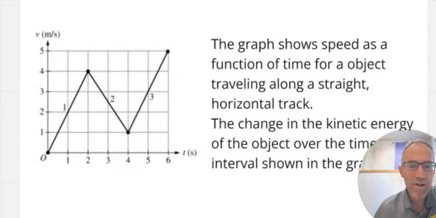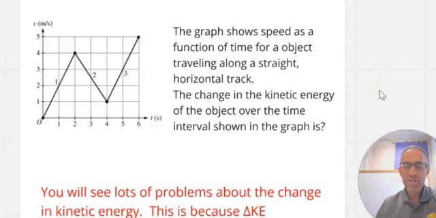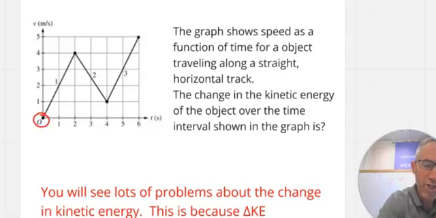If it's okay, I want to try one more example with you. And this one I got right from the College Board. We have a velocity time graph here, and we've seen velocity time many times. It says the graph shows speed as a function of time for an object traveling along a straight horizontal track. And they're asking, the change in the kinetic energy of the object over the time interval shown is what? I know it changes a lot and never really holds constant, but all I really care about for the time interval shown is this starting point to this finishing point.